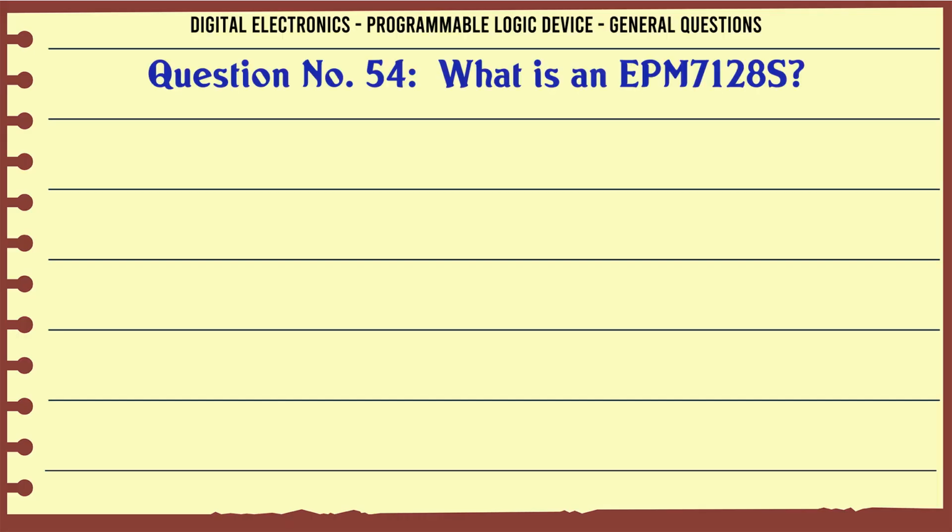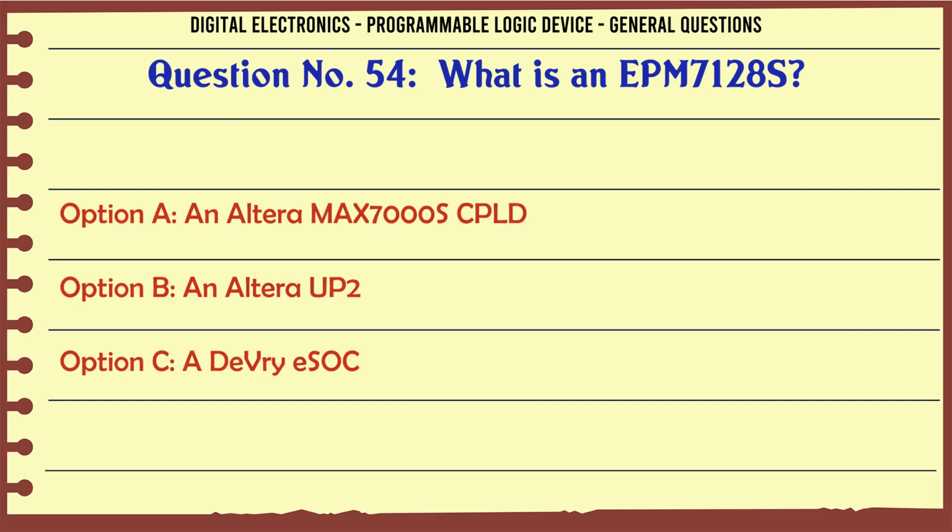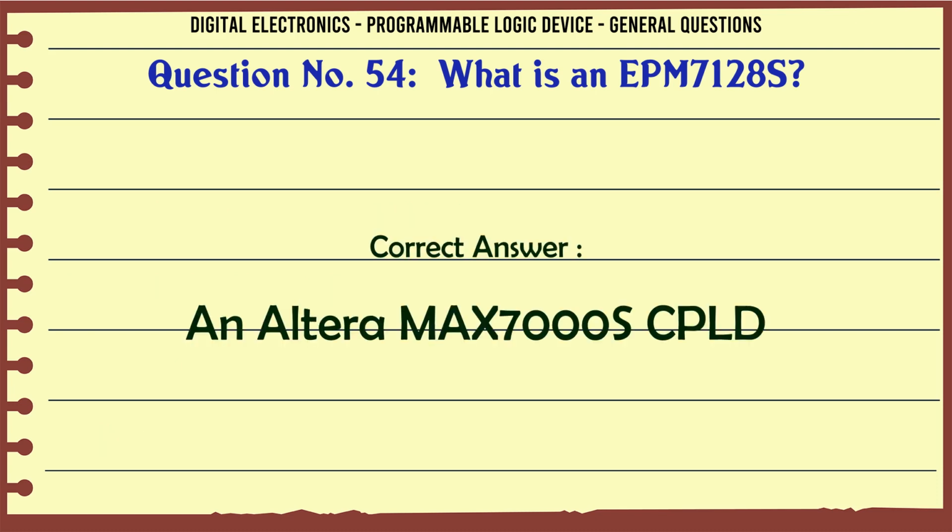What is an EPM 7128S? A. An Altera MAX 7000S CPLD. B. An Altera UP2. C. A Cyclone SoC. D. A PLDT2. The correct answer is an Altera MAX 7000S CPLD.